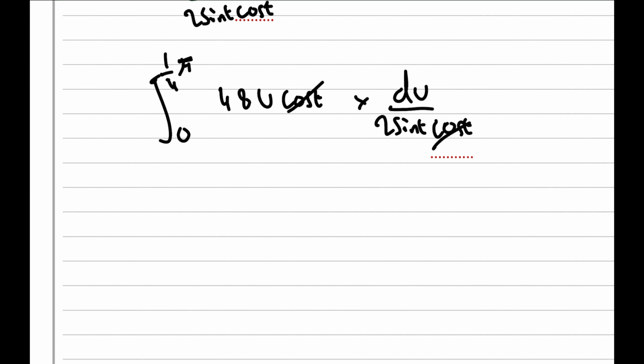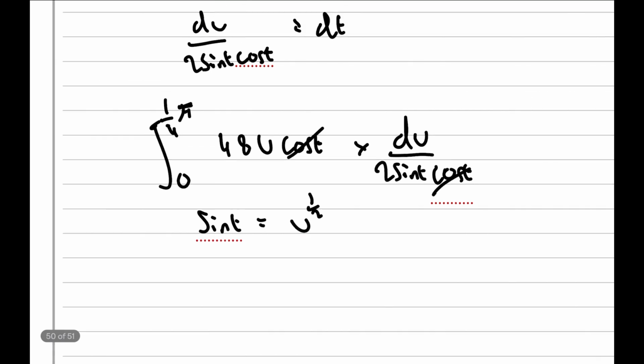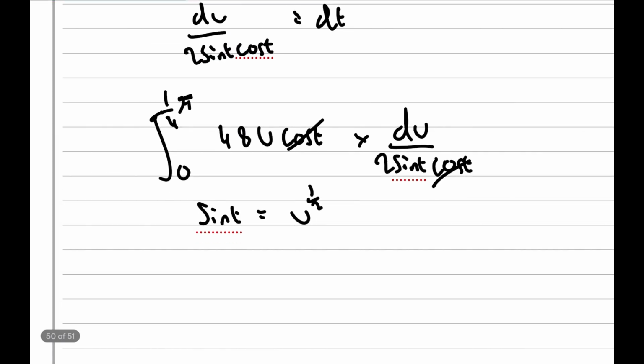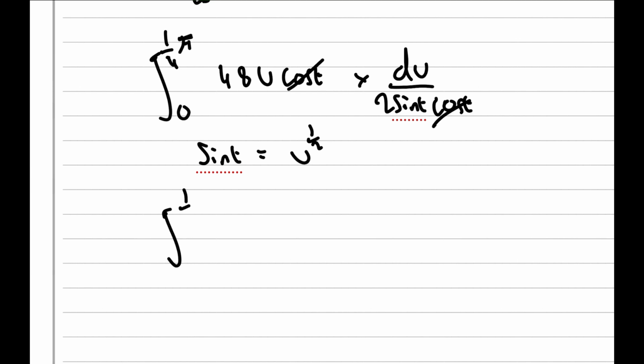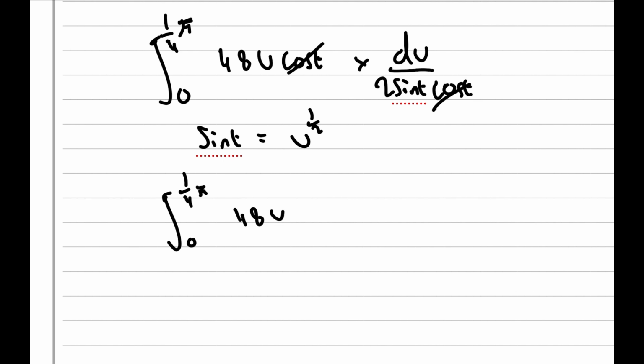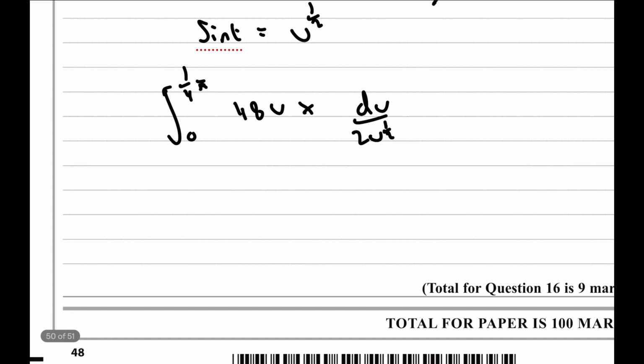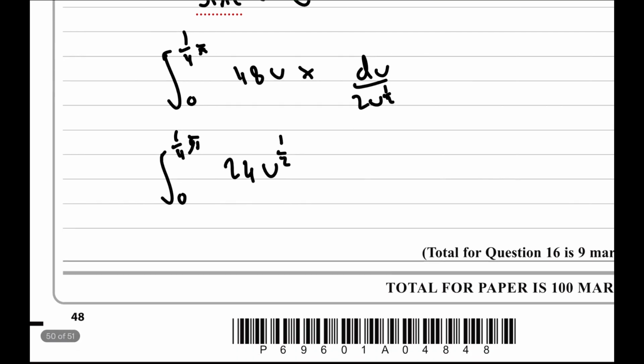Now sine t, how can I rewrite that? Sine t is the same thing as u to the power of a half. It's the square root of u, because u is just equal to sine squared t. So our integral is going to be 1 over 4 pi, 0, 48 u times by du over 2u to the power of a half, right? So then we can rewrite this as 1 over 4 pi, 0 then 24 u to the power of a half, right?